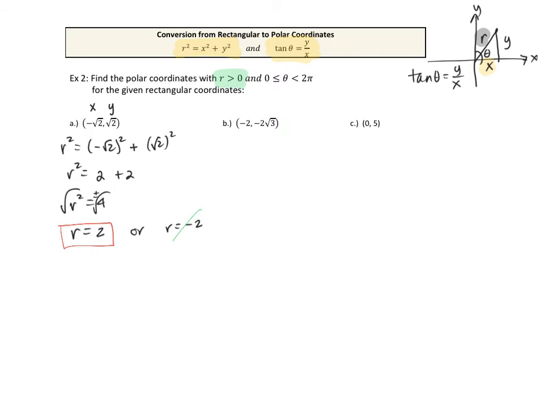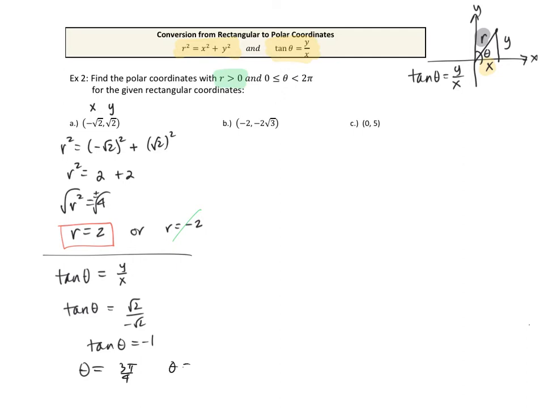Okay, now let's work on our angle. So I know that tangent of whatever my angle is, I don't know it yet, but we'll find it, is equal to the y over the x. So tangent of theta is equal to square root of 2 over negative square root of 2. So tangent of theta is equal to -1. Well, tangent is -1 at two angles: at 3 pi over 4 and 7 pi over 4, because tangent's negative in quadrant 2 or quadrant 4.